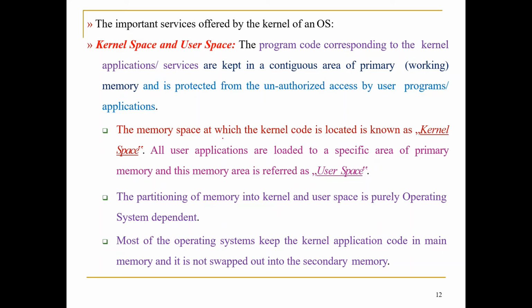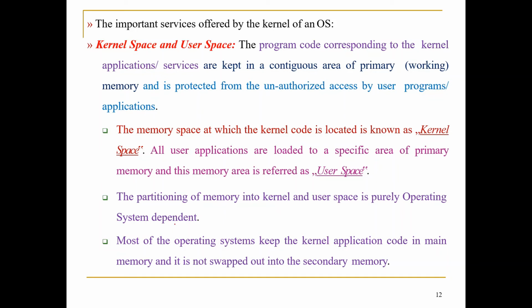The memory space at which the kernel code is located is known as kernel space. All user applications are loaded to a specific user area of primary memory and this area is referred to as user space. You are getting it very well. So whichever area I place my operating system in, I will call that kernel space. And whichever area of the memory you load your user applications into, I will call it user space. The partitioning of the memory into kernel and user space is purely operating system dependent.